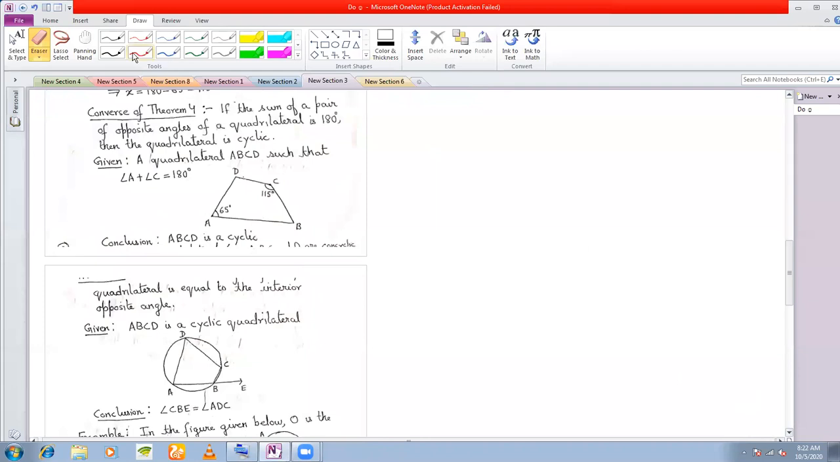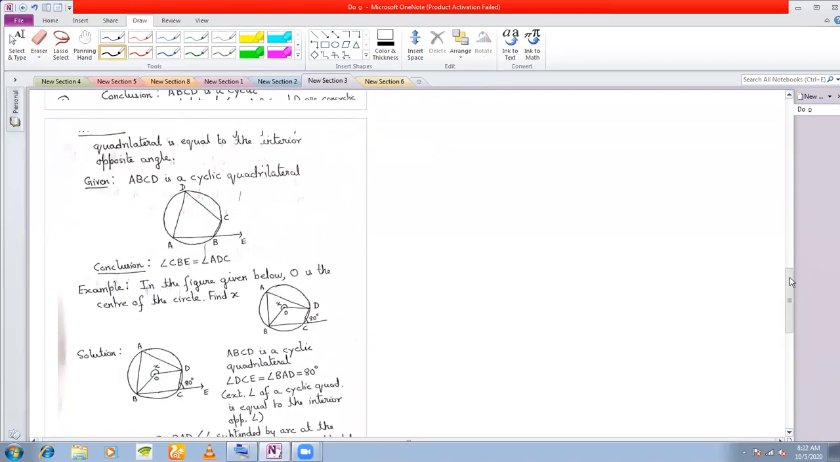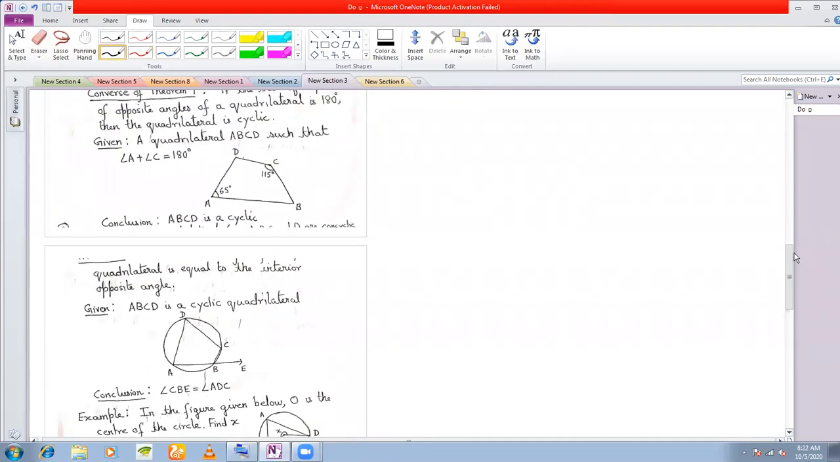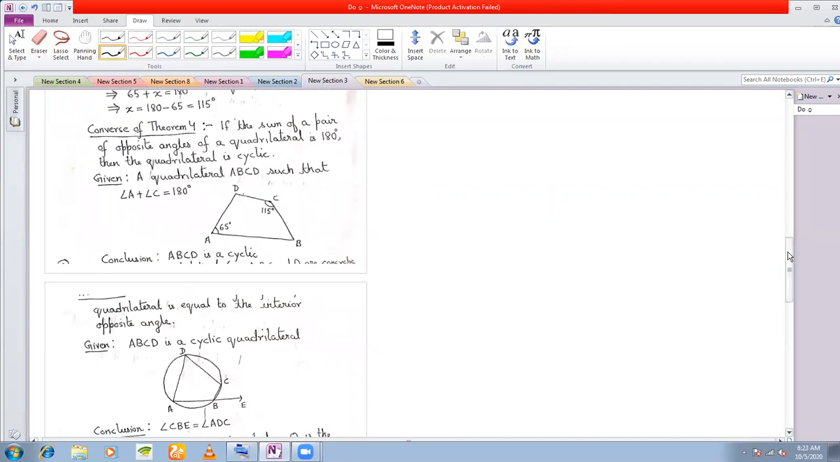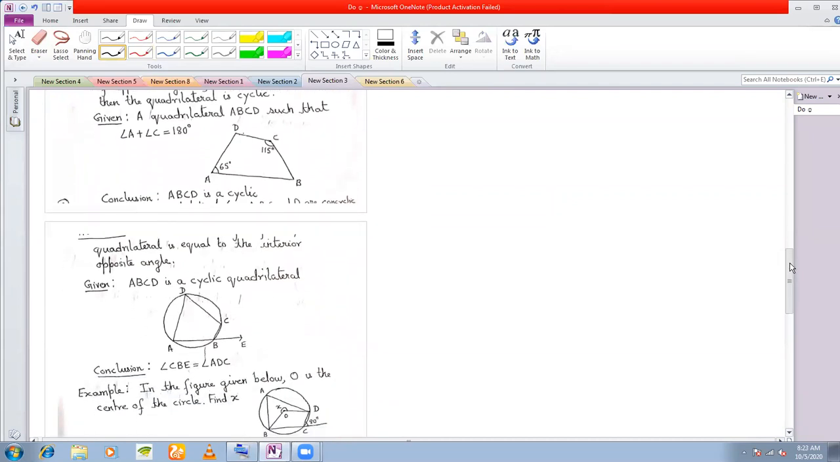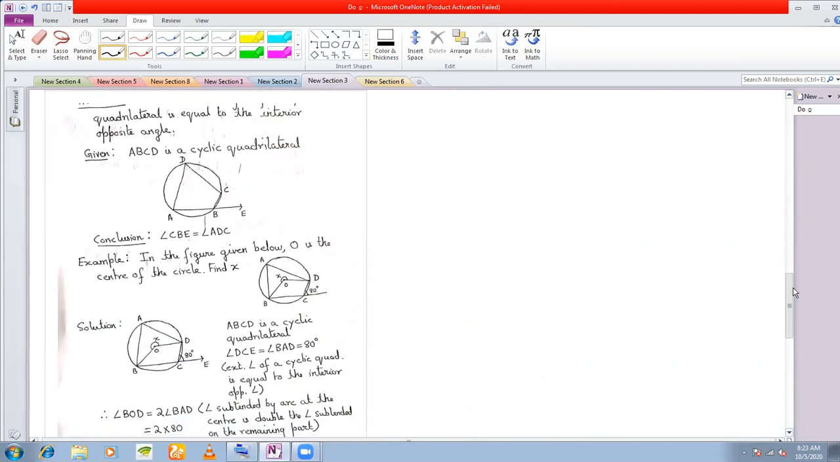Now look here in this example, you have... Okay. Now this is not an example. This is just the converse of this theorem, which I've shown you with the help of an example. Fine. Then we proceed to the next theorem.